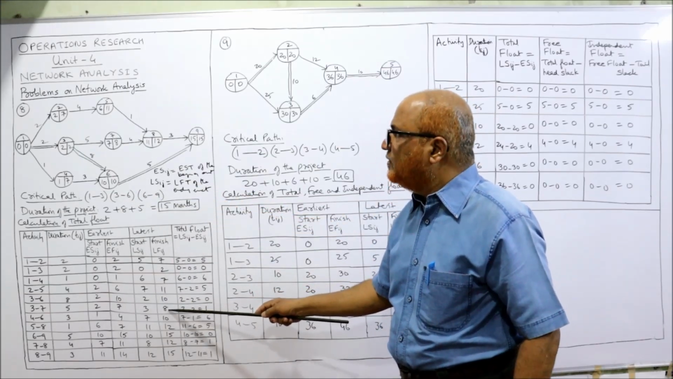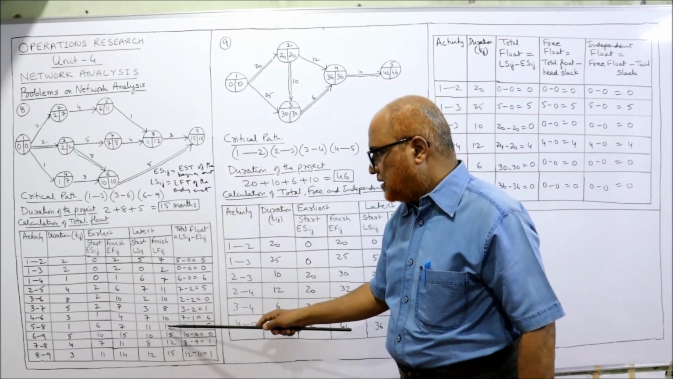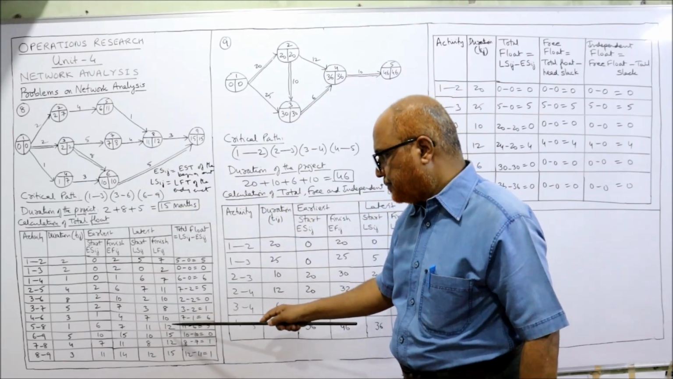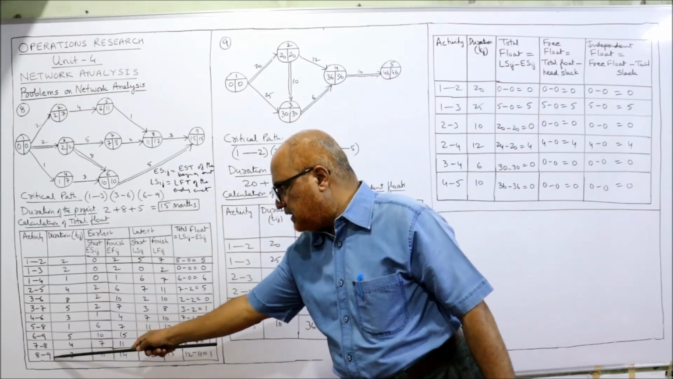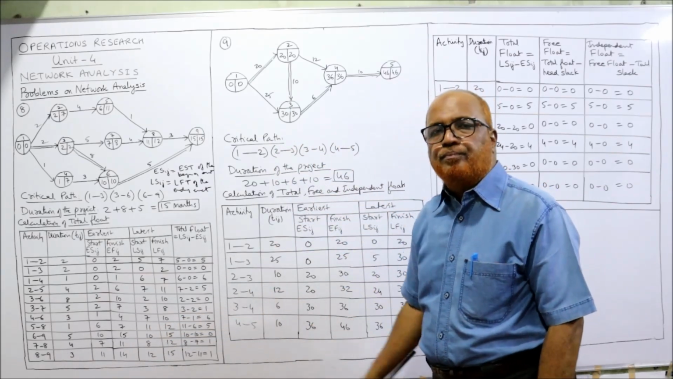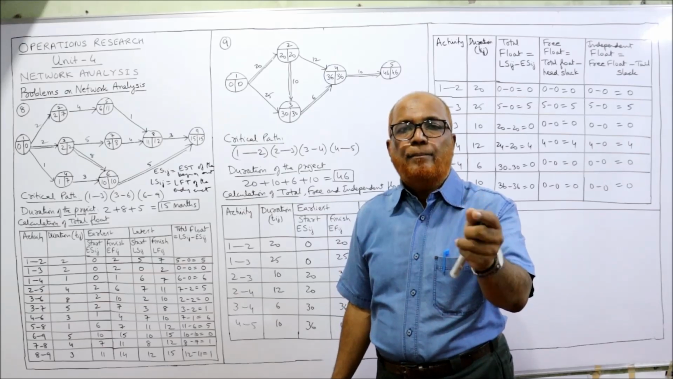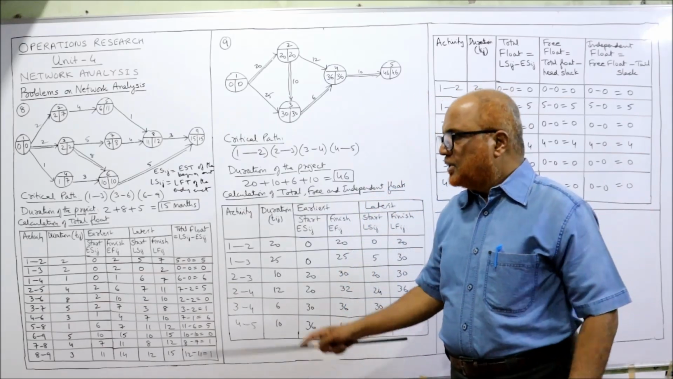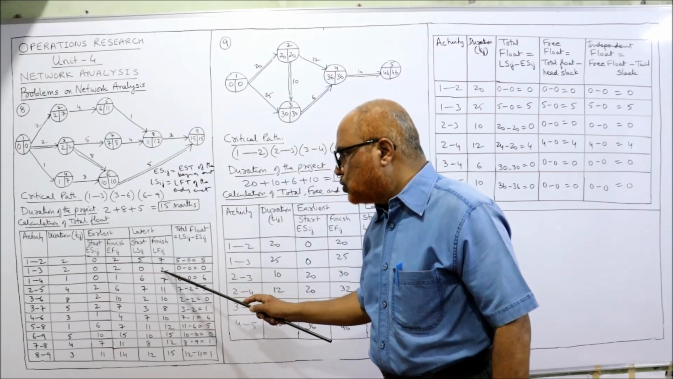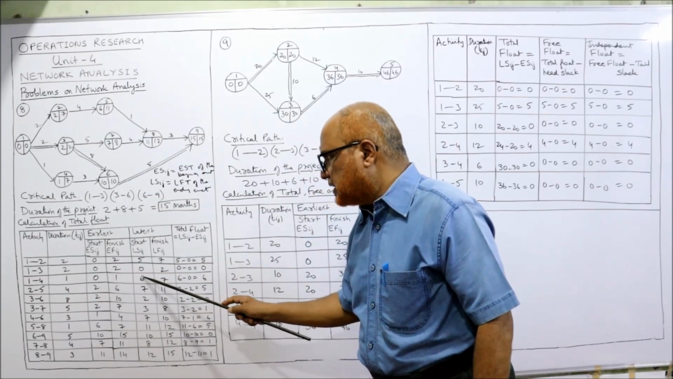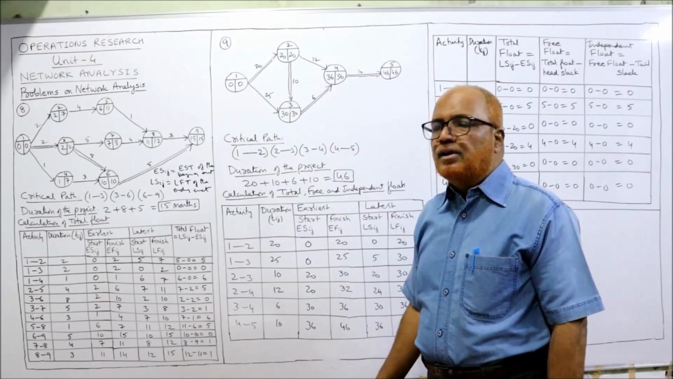Then 7th event LFT is 8. Then next one, 6th event LFT is 10. Then 8th event LFT is 12. Then 9th event LFT is 15. So you got LFIJ. Now LSIJ. LSIJ is equal to LFIJ minus TIJ. Subtract. So LFIJ is 7. What is the TIJ here? 2. So 7 minus 2, 5. 2 minus 2, 0. 7 minus 1, 6. 11 minus 4, 7. 10 minus 8, 2. That's all. We got all the values.